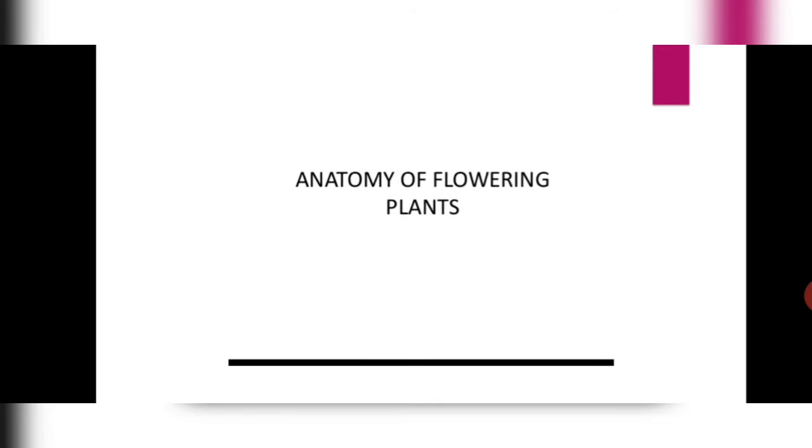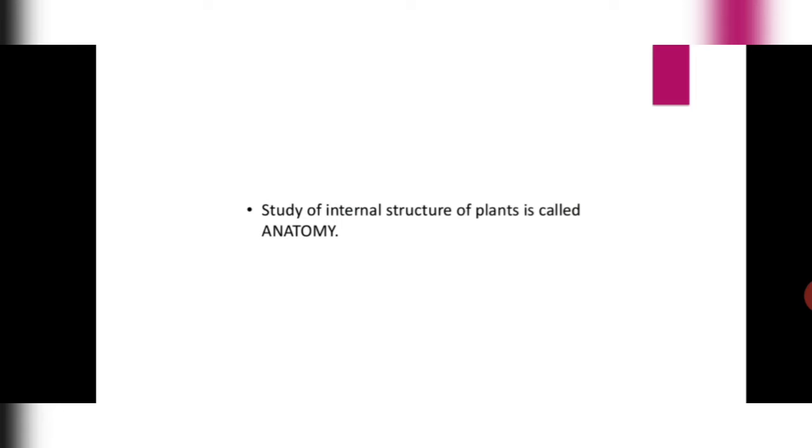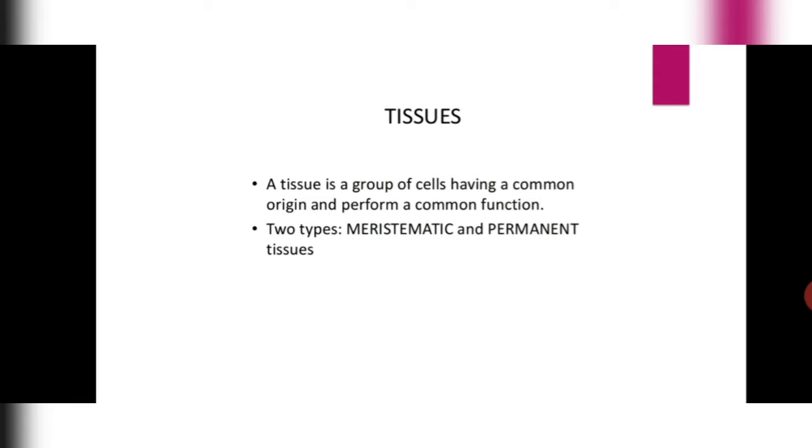Today we will be learning about anatomy of flowering plants, which is chapter 5 of your NCERT textbook. What do you mean by anatomy? Anatomy is basically the study of the internal structure. If it is of plants, then it is anatomy of plants. So we are going to see what the internal structures are, what the cell type is, what the tissue type is that is involved here.